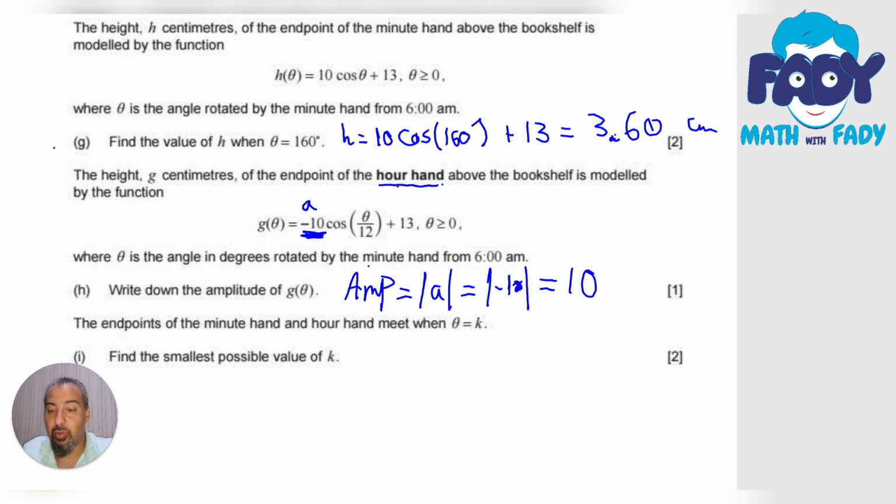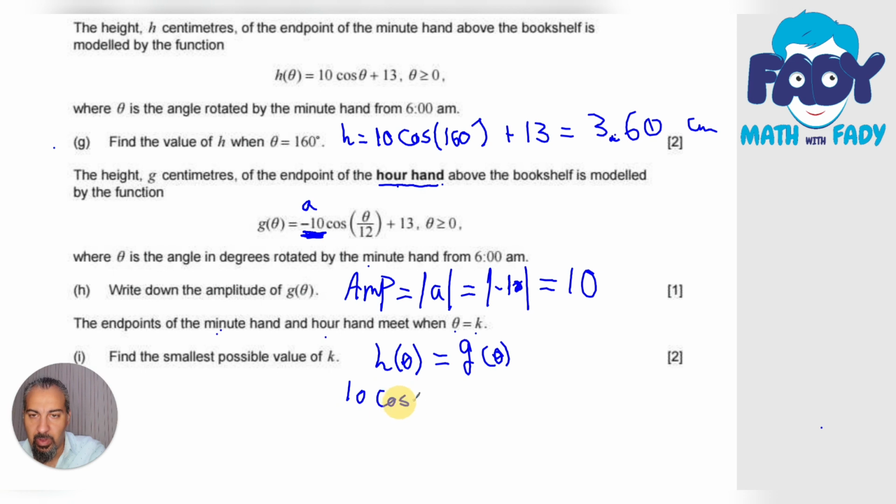Then the endpoints of the minute hand and hour hand meet when theta equals k. Theta equals a number. So this minute hand and hour hand meet when theta is k. Find the smallest possible value of k. So when we are talking about these two hands of the clock meeting at a specific theta, this means we need to find the intersection point. When they meet, they are intersecting. So we need to find the intersection point, which means we will equate h of theta to g of theta. So we will write 10 cosine theta plus 13 equals -10 cosine theta over 12 plus 13.